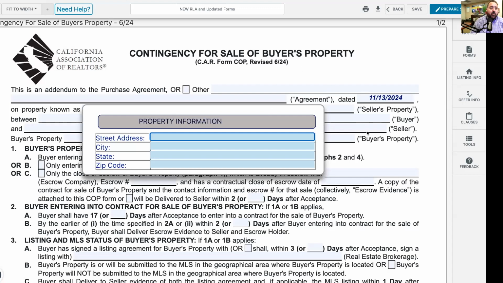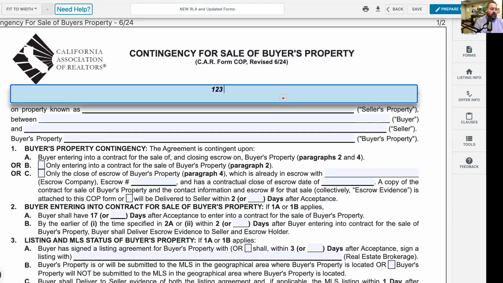Okay. So when I put here for property, it's the seller's property. It's the property that I'm now submitting this offer for. So whatever that may be, 123 Smith Street. Okay.